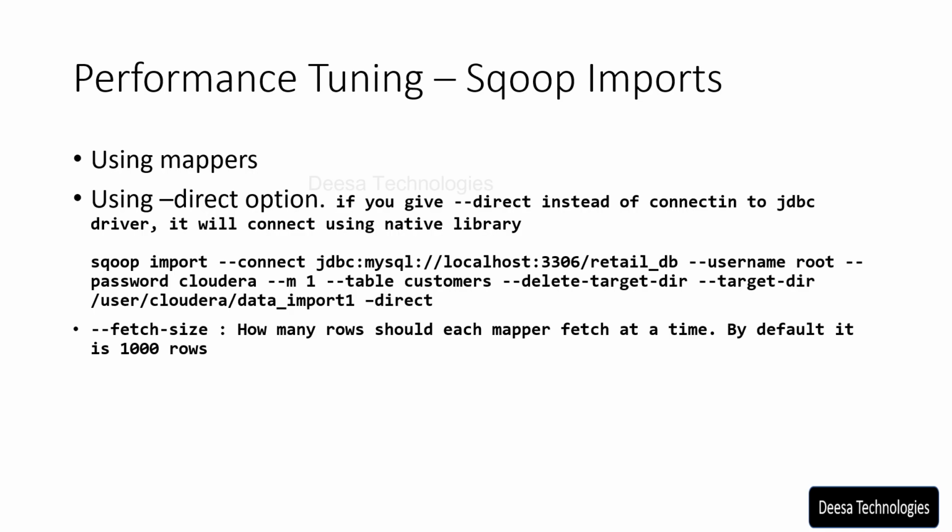Now let's look at some of the performance tuning techniques that we can use. We'll divide this into import and export. For imports, we use mappers, right? If you use one mapper, one thread will be created, and it has to do all the job by itself. So use more mappers wherever possible, so that the data will be split across multiple mappers and your job will be executed faster.